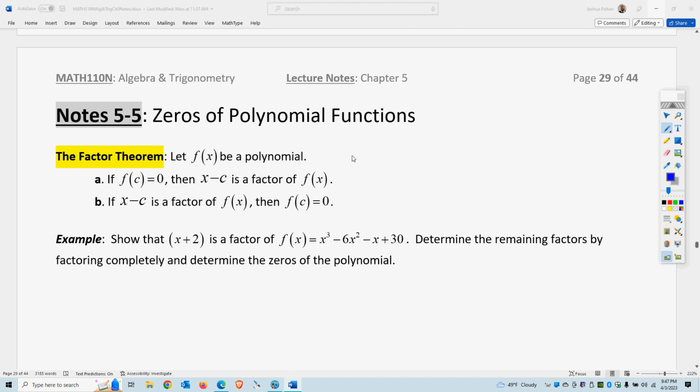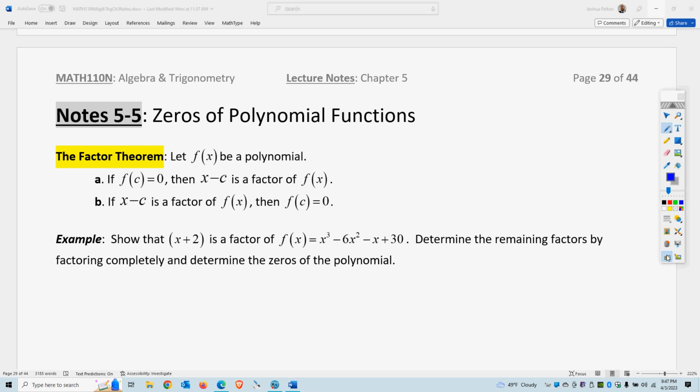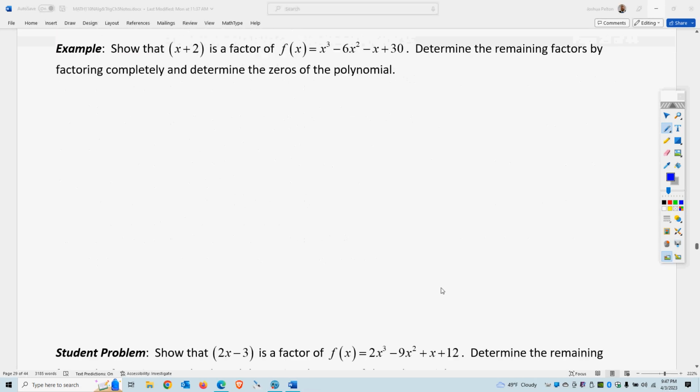This is Professor Pelton. This is part 1 of chapter 5, section 5, determining the zeros of a polynomial function, thus the x-intercepts essentially on the graph. So if I set a function equal to 0, and f of c equals 0, then x minus c is a factor. If x minus c is a factor, then for that c value, you plug it into the function, you get 0 essentially, or i.e. the x-intercept. So that's what we went over in the prior section. Now we're going to do it for higher powered functions.